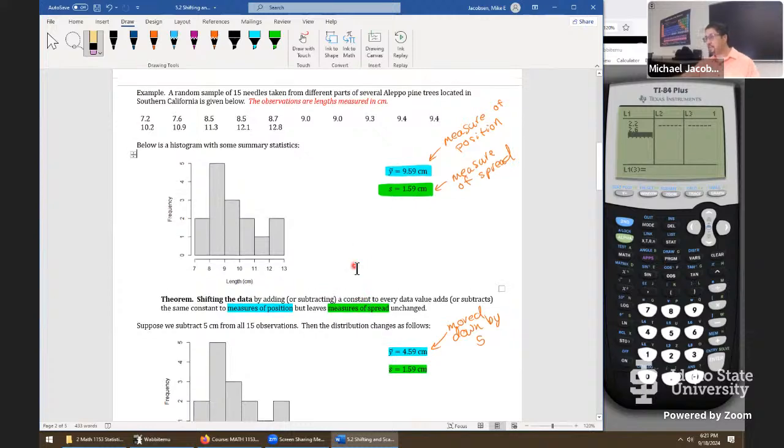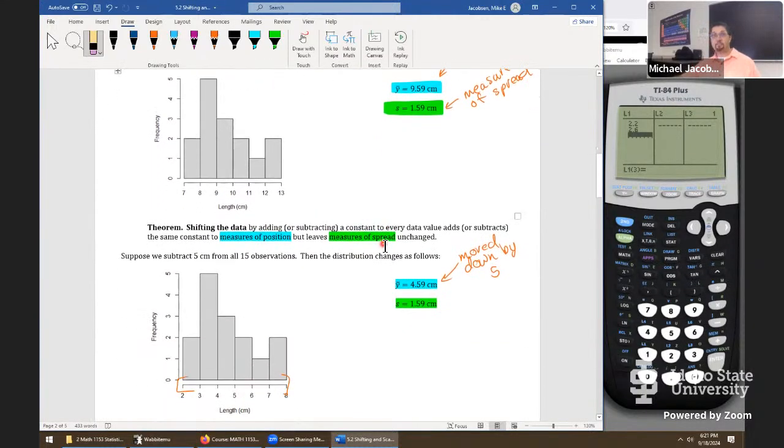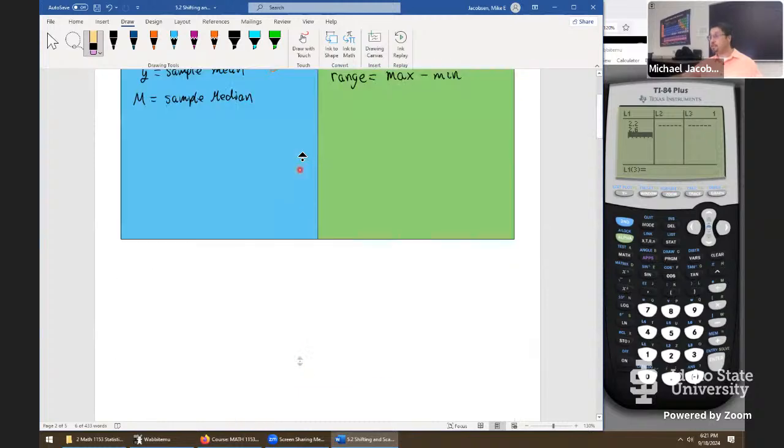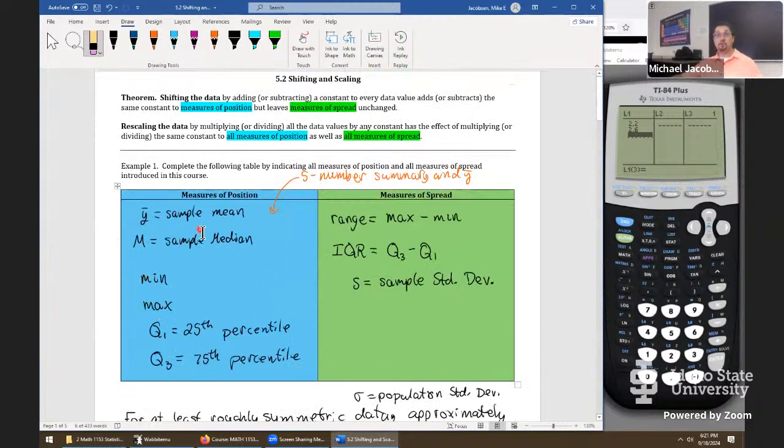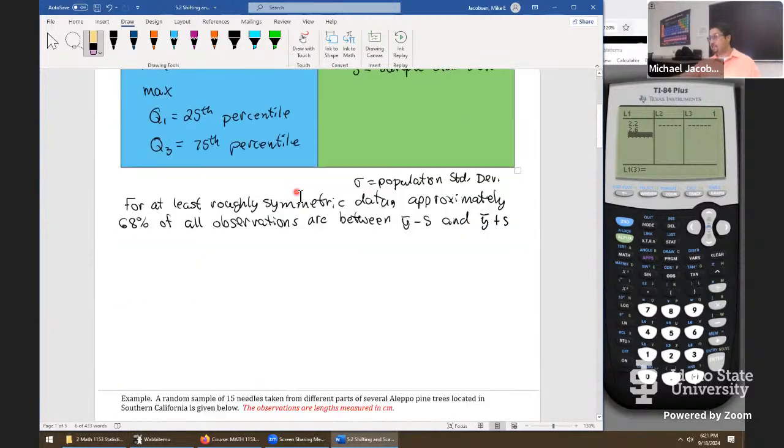Okay, so that's what's going on with shifting the data. The punchline to shifting the data is it left measures of spread unchanged. So let's highlight that just to emphasize. That is unchanged. So shifting data does only one thing, moves all of your measures of position, which means it affects every single thing in this table right here. This becomes almost like a cheat sheet when you're doing the homework problems in this section, because if any one of these statistics comes up, you'll know they're talking about measures of position, and that's how the theorem affects it.